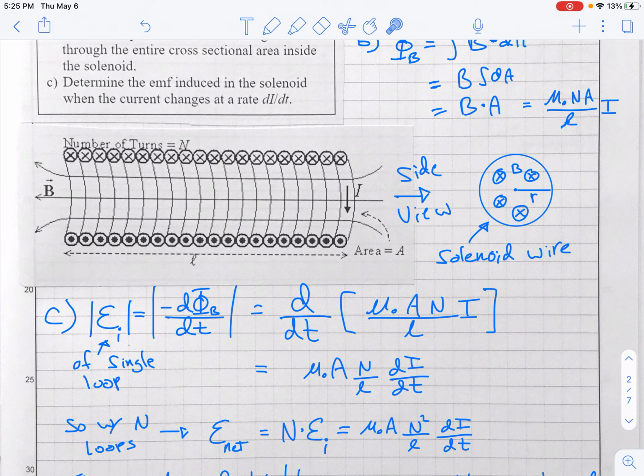Now, what is this saying, really? di dt, that's the change in current. So if there is no change in current, if you have just a steady current, there's no voltage drop across the solenoid. But if you have a large change in current, in fact, the larger the change in current that you have, the greater the voltage will be across the solenoid.